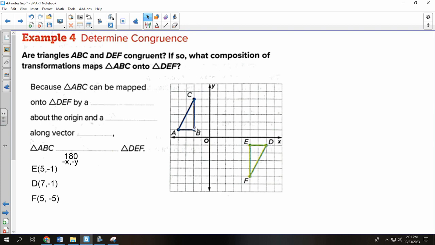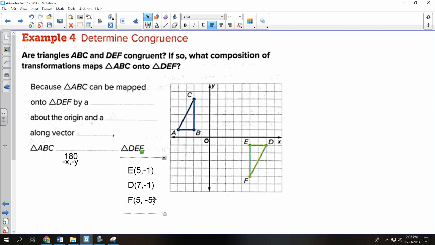CB is 1, 2, 3, 4. EF is 1, 2, 3, 4. So the sides of the triangle are 2 and 4. And then we can check the slope of these. From A to C, it's up 1, 2, 3, 4 over 2. 1, 2, 3, 4 over 2. So they are congruent. ABC can be mapped to DEF. So I just wrote the DEF coordinates.